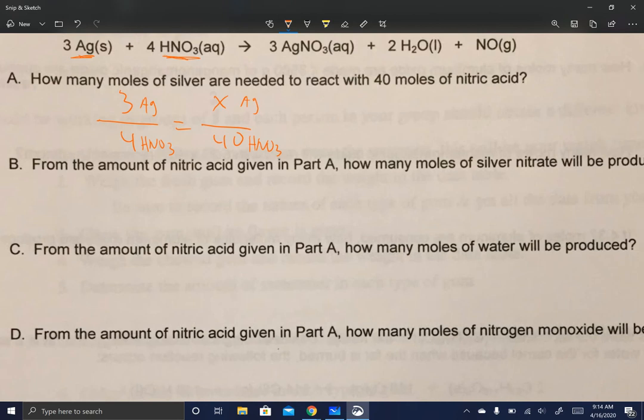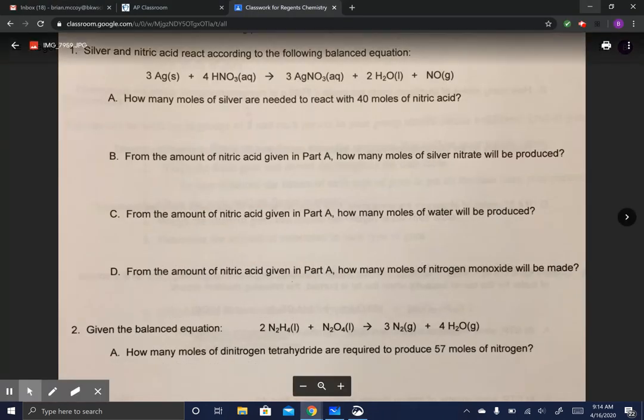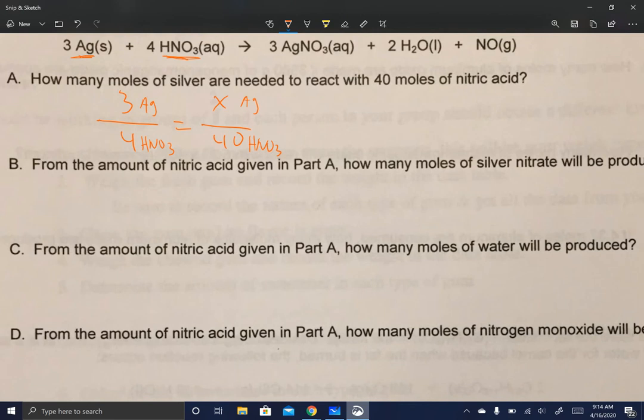Well, what if we need to ramp this up and make a lot more silver nitrate? We would have to increase the moles of both reactants. If we increase this number to 40, that's 10 times larger, then we have to increase the other one proportionally to keep my 3 to 4 ratio. I'm repeating myself, but I want to make sure you understand the concept. So you cross multiply: 120 divided by 4 equals x. X equals 30 moles. There it is.